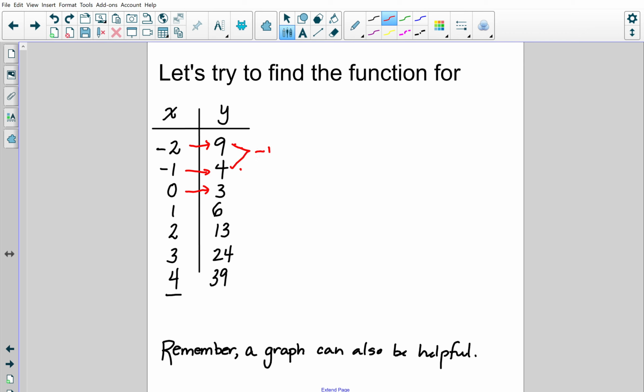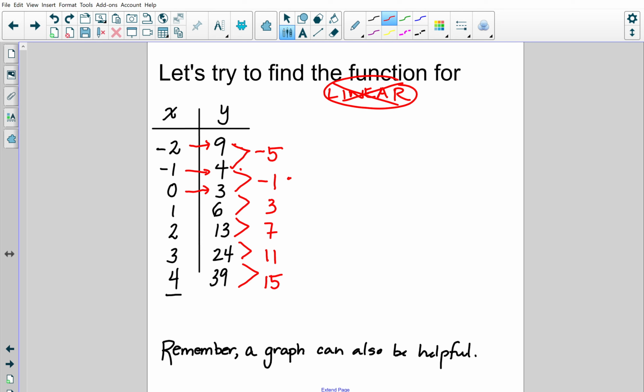4 minus 9 is -5. 3 minus 4 is -1. 6 minus 3 is 3. 13 minus 6 is 7. 24 minus 13 is 11. And 39 minus 24 is 15. So no constant differences in that first set of differences. Okay, so I'm not talking about a line here. So it's not linear, because I don't see constant differences.